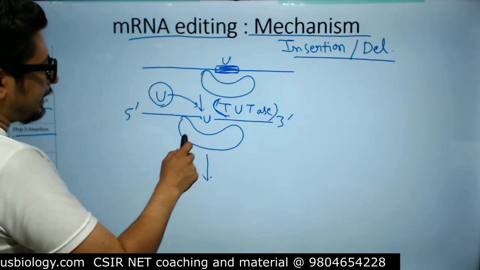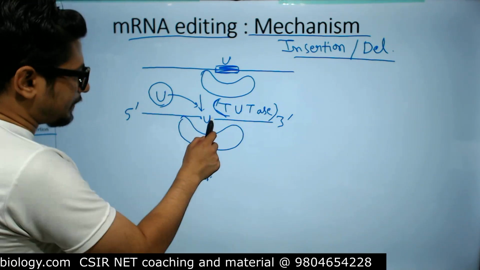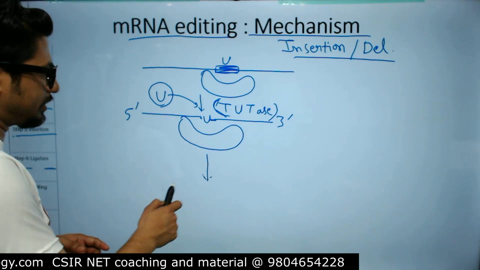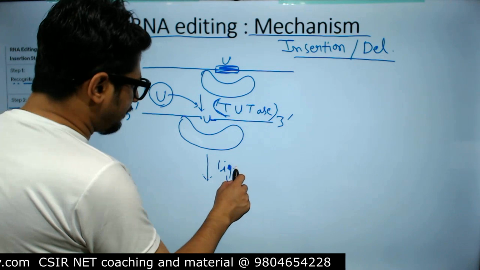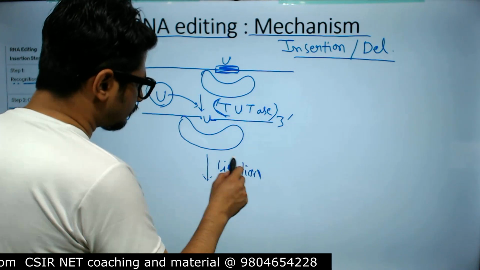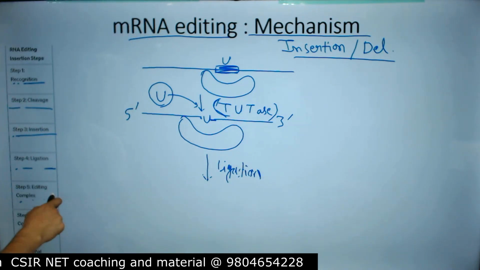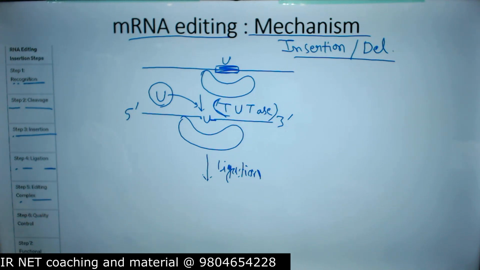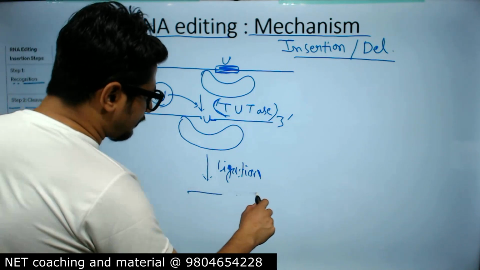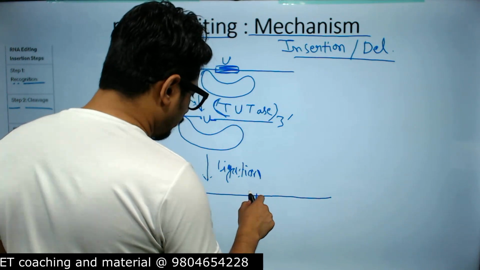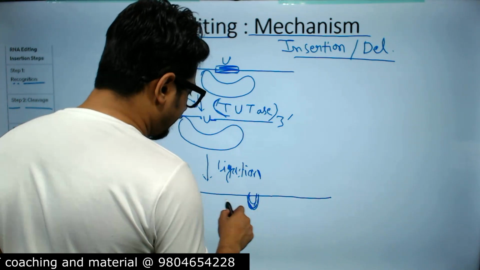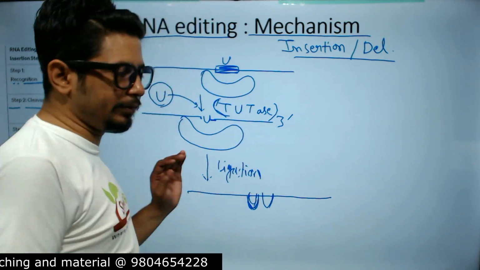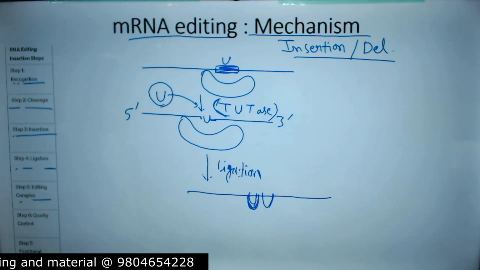So after the U is added, there is a nick present in here, the nick to be sealed by ligase. So ligation is the fourth step. So ligation will be done, and then the editing complex will release from this area. And after the editing is done, simply what we know is that a U is attached or added here. Earlier there was one U, but now next to that another U is present, the new U that is being added in here.